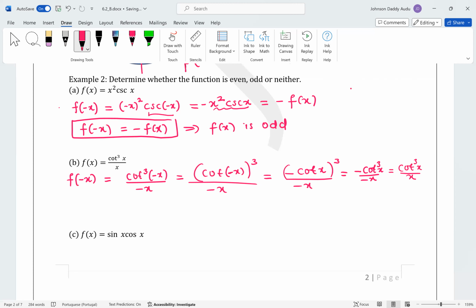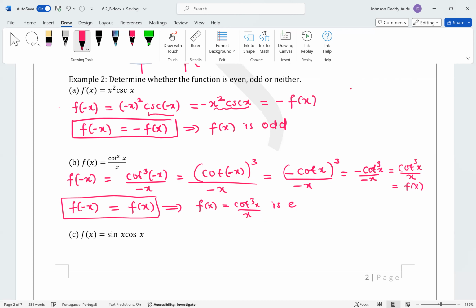But what is cotan cube of x? This is nothing but our f of x. So it simply means that we started with f of minus x, and we ended up having f of x. So this simply means that your f of x, which is equal to cotan cube of x over x, is an even function. Right.